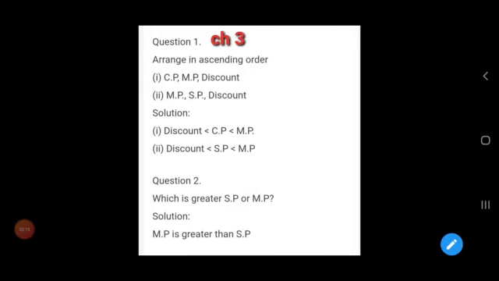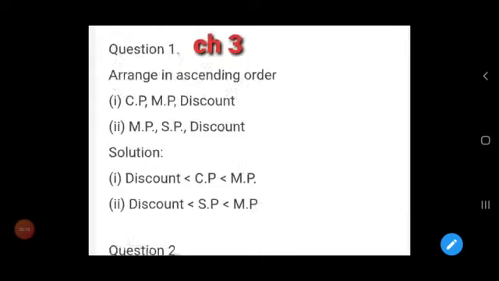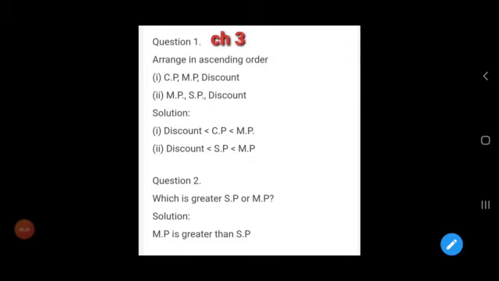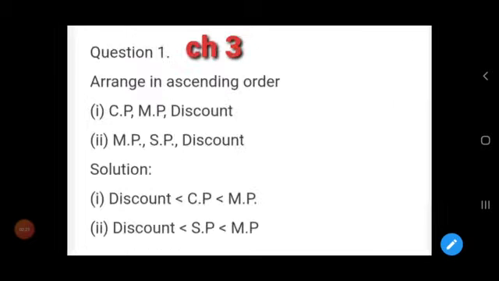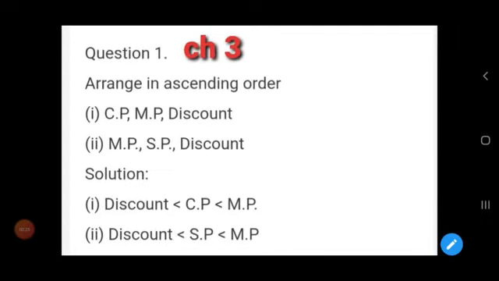Chapter 3, question number 1. It has two questions inside. Question number 1. Arrange in ascending order. First one, CP, MP, discount. Second one, MP, SP, discount. Here, in the first subdivision, which one is higher? We know that MP is higher.